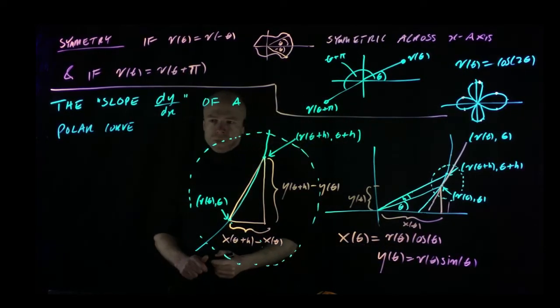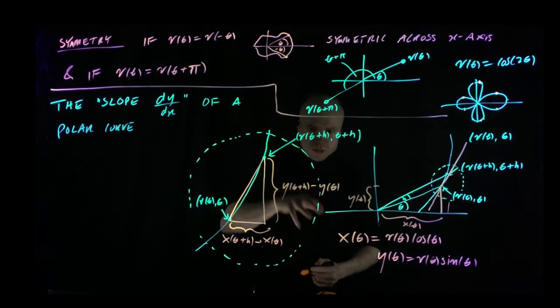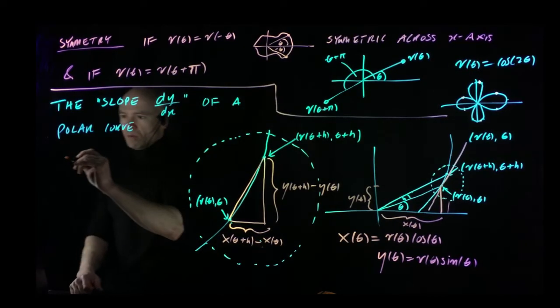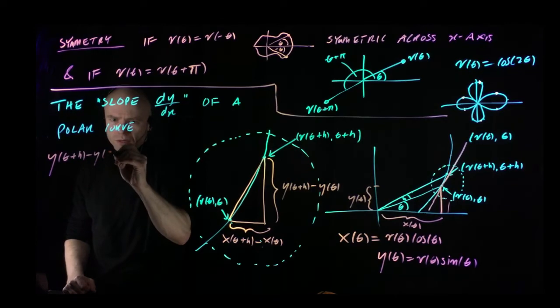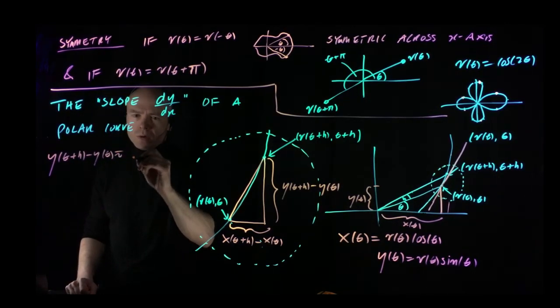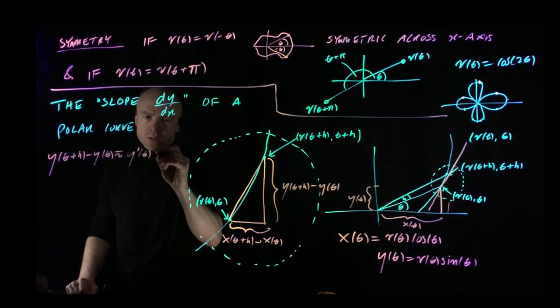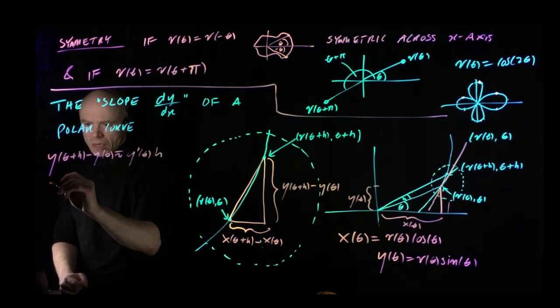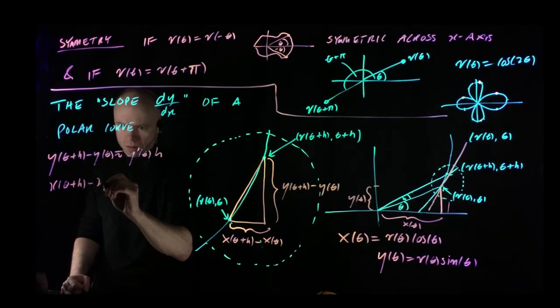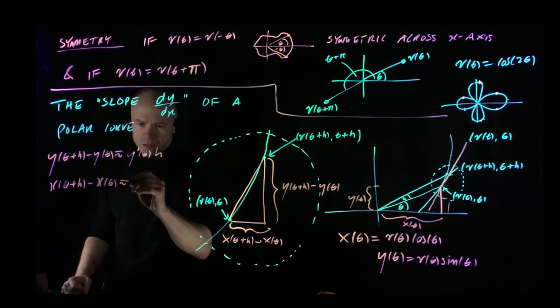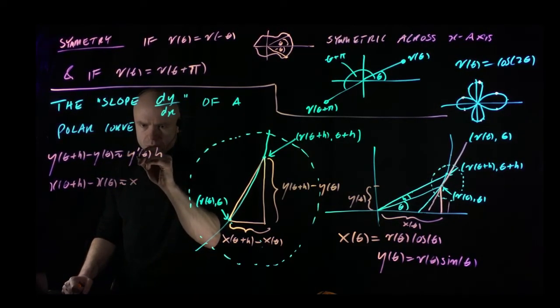Okay, cool. Now, as we know, when we see an expression like this, y of theta plus h minus y of theta, this is an awful lot like the derivative times h, and x of theta plus h minus x of theta is a lot like the derivative times h.